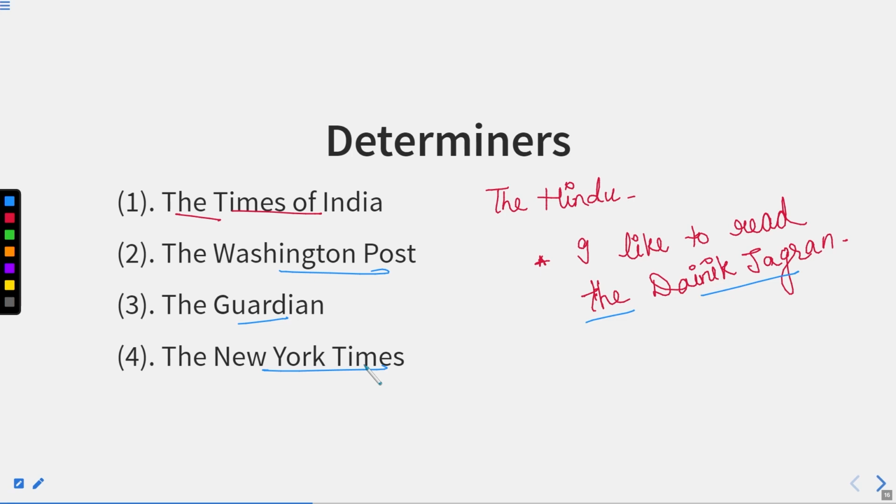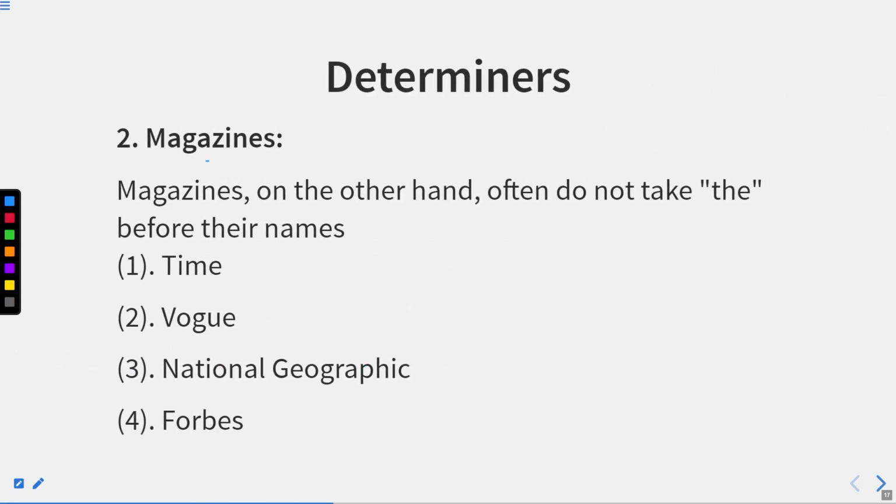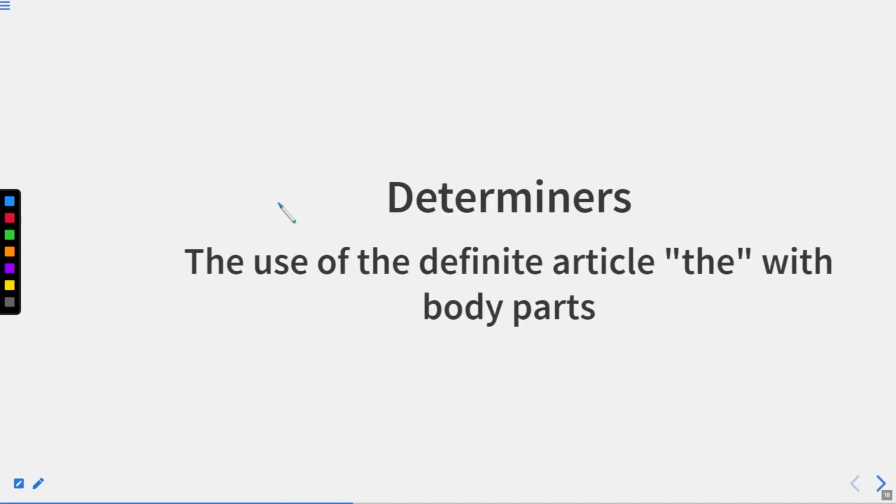Now, let us move to the next one. For the magazines, magazines, on the other hand, often do not take the before their names. Time, Vogue, National Geographic, Forbes. So whenever we have magazines, we do not use the, but sometimes we use the before them. But basically, we do not use the. For example, India Today, we cannot use the before it.